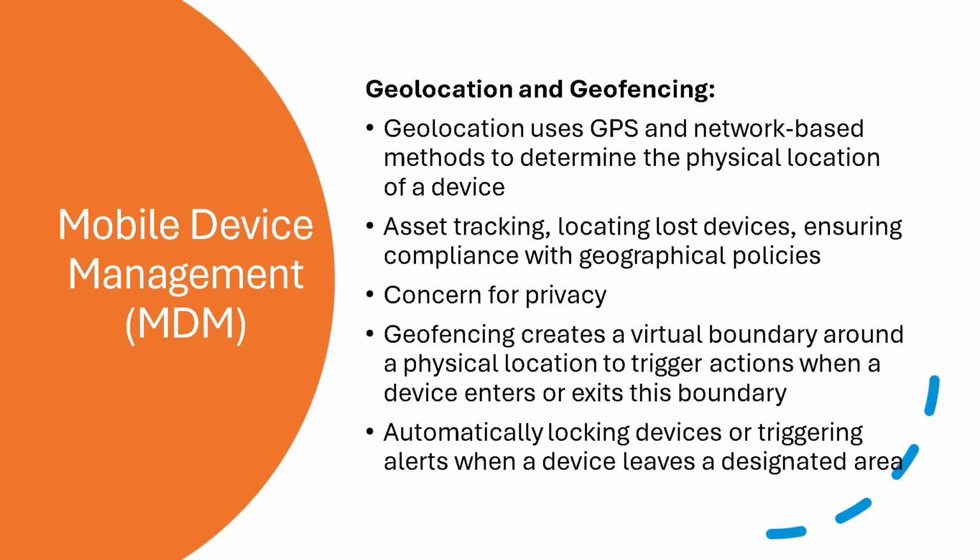Geolocation and geofencing. Geolocation uses GPS and network based methods to determine the physical location of a device. Geolocation allows for functions such as asset tracking, locating lost devices, and ensuring compliance with geographical policies, but is also a concern for privacy, which is why we use geofencing. Geofencing creates a virtual boundary around a physical location to trigger actions when the device enters or exits this boundary. For example, a device may be automatically locked or alerts may be triggered when the device leaves a designated area.